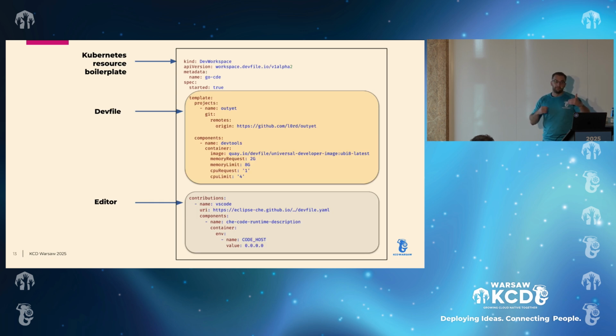So you have a DevWorkspace object, which consists of obviously Kubernetes resource boilerplate, which is like kind, API version, metadata. In the spec, you have the Devfile template. And decoupled from the Devfile, you can have the editor contribution. In the demo, we saw VS Code, but technically it could be any editor that can be containerized, right?